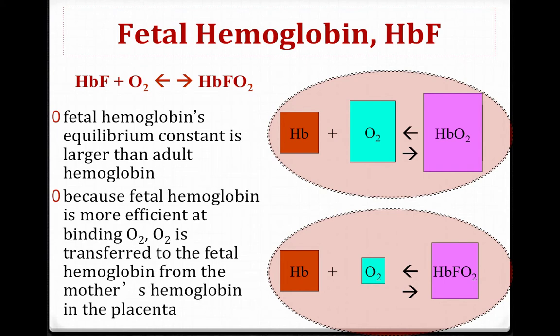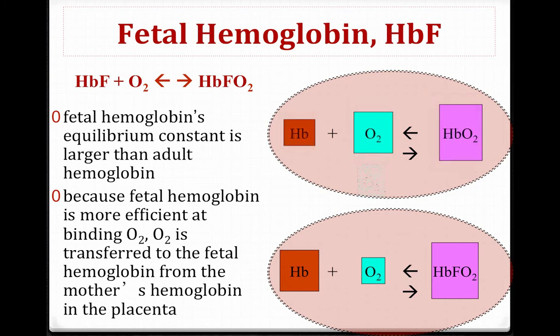There's also a component when you have fetal hemoglobin, fetal meaning a fetus, a baby before it is born. Fetal hemoglobin's equilibrium constant is larger than adults' because fetal hemoglobin is more efficient at binding oxygen. O2 is transferred to the fetal hemoglobin from the mother's hemoglobin in the placenta. Remember that a fetus's only way of getting oxygen is through the blood of the mother.